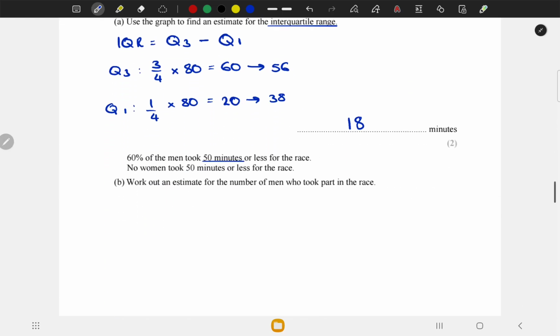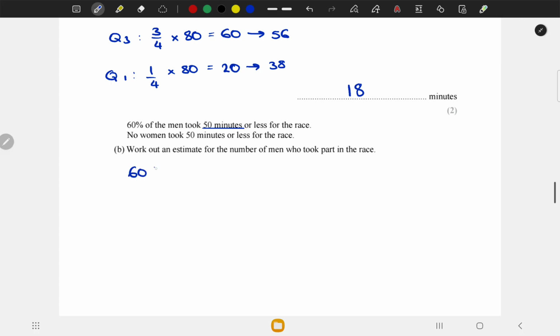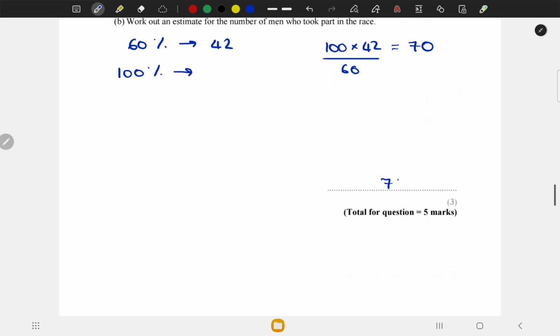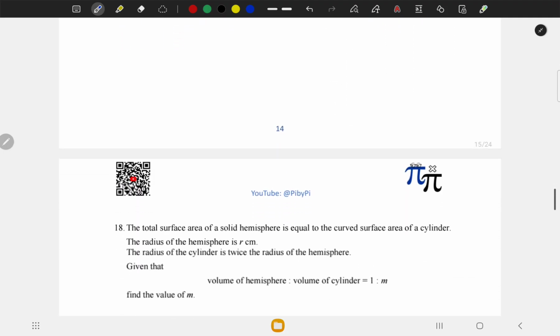So I know that 60% is represented by 42 men. We want to find out the total number of men, so we're going to find out what 100% is. Simply cross multiply 100 by 42 divided by 60, and that is going to give me my answer to be 70. So this means 70 men took part in the race. Okay, moving on to the next question.